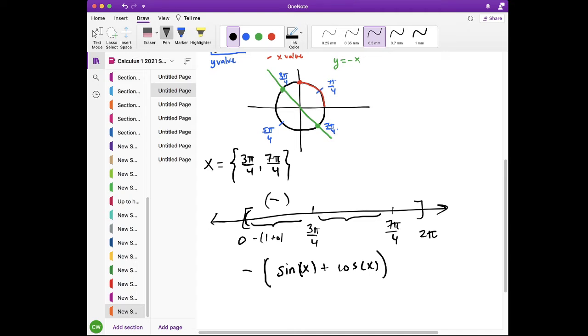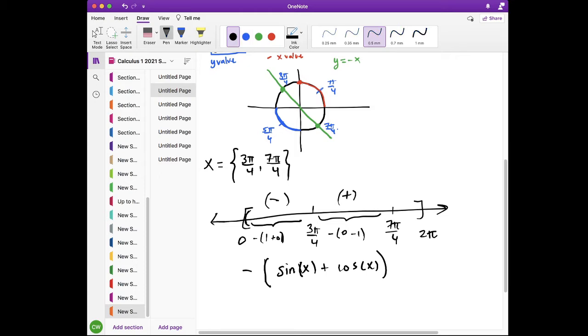Pi, yeah. So when you plug in pi, sine of pi is 0. Cosine is -1. So this actually makes positive. Okay, here's the quadrant trick. You notice in this quadrant, both sine and cosine are negative. So when you add them, it's negative.